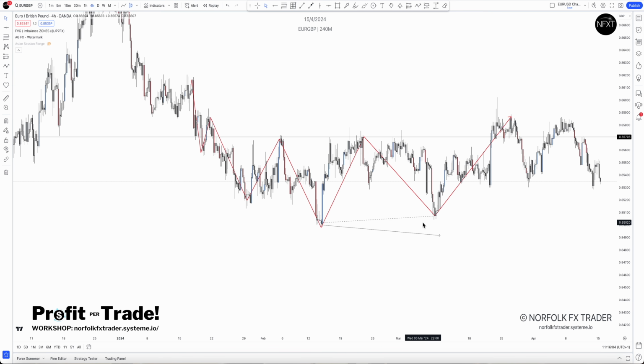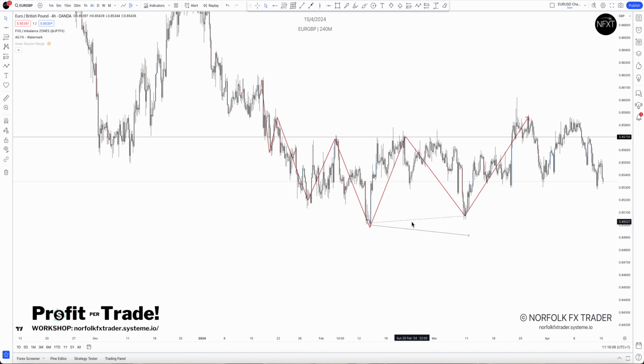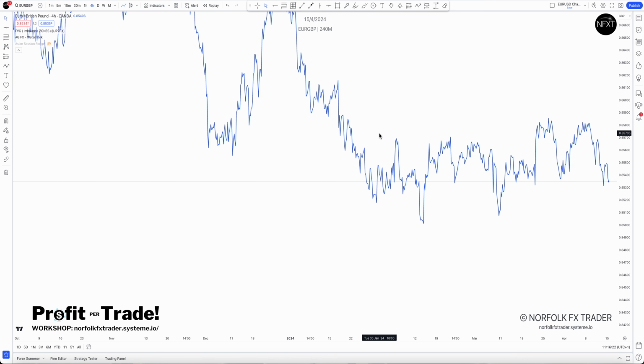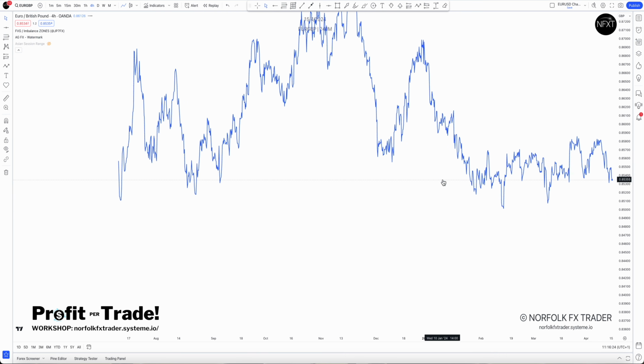Okay, so this one didn't work out. That is it. There's no trade to be taken. That's how quick you can identify this. Let me just take everything off. Let's just put the line chart back on. Let's zoom out and see if we can see anything else.